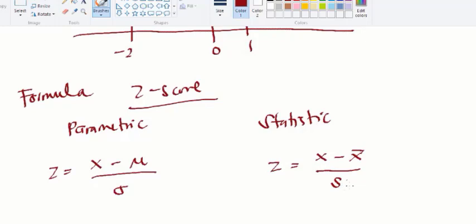Minsan S, minsan SD ang ginagamit ng mga textbook, pero dito sa ating module, ang ginamit natin is S. Okay, so this is the formula. Basically, it's the same, no? Yung representation lang ang iba. Okay, it's actually the same.